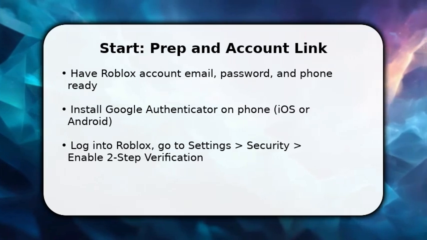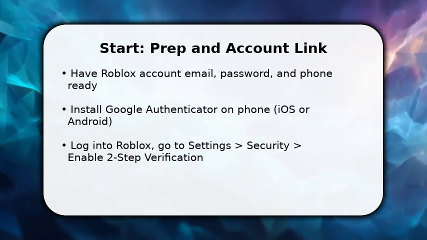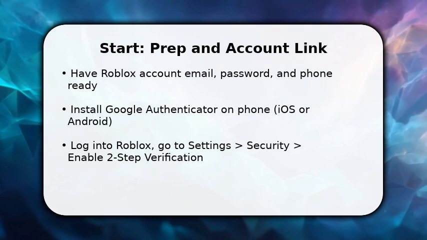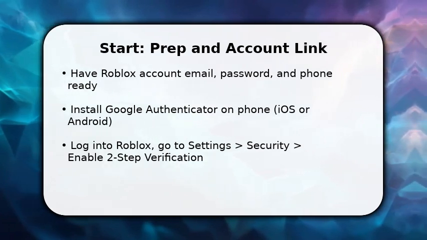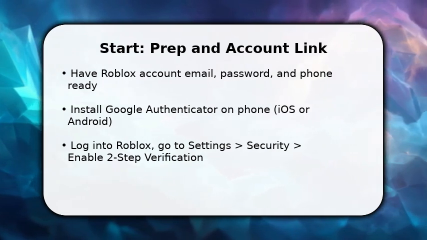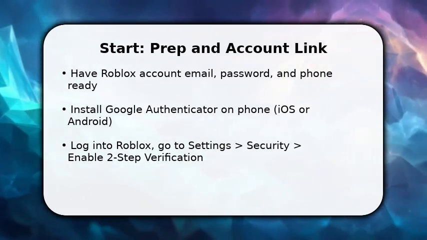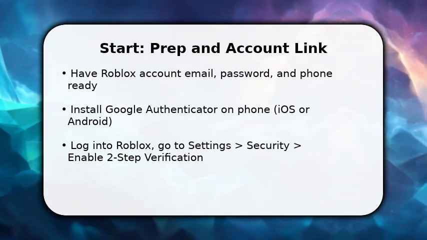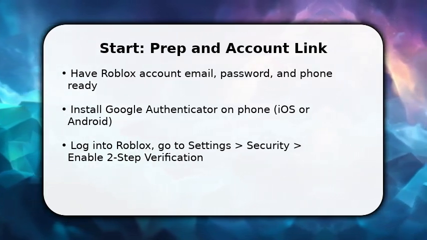You begin by preparing your devices and credentials. Sign into Roblox on desktop or mobile and open Settings Security. Once there, choose Enable Two-Step Verification and select Authenticator app as the method. Make sure Google Authenticator is installed on your phone before continuing.